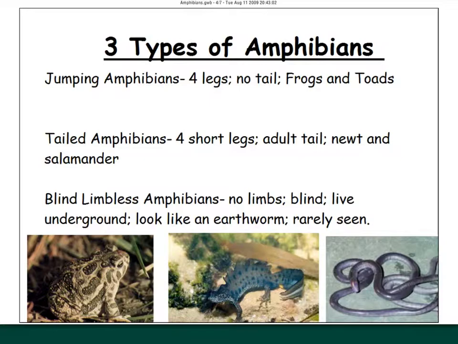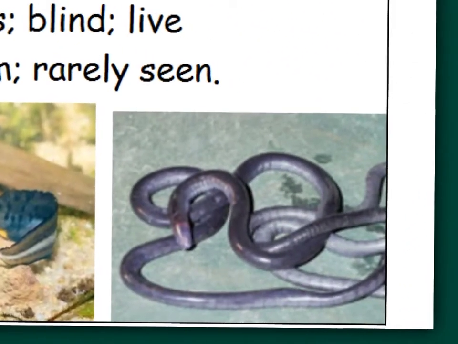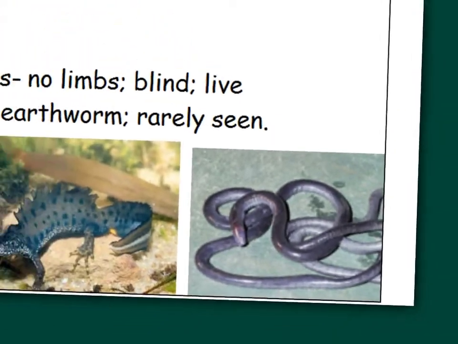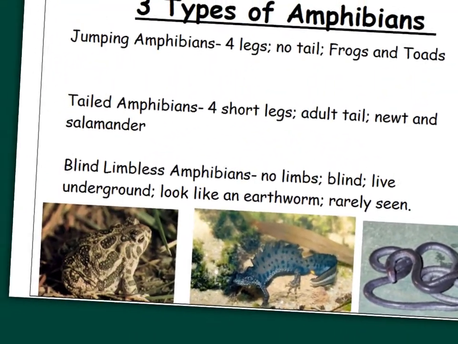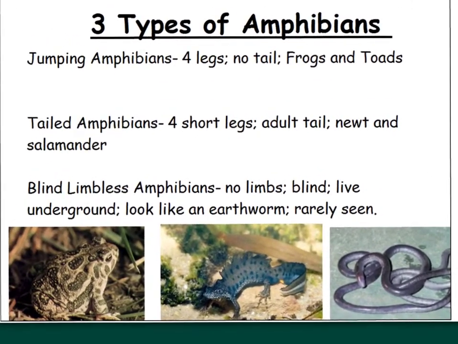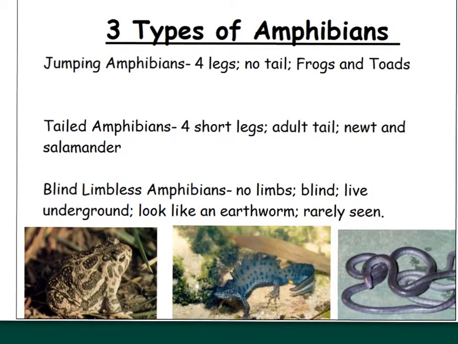So even though this thing right here looks like a worm or a snake, it's not. It is an amphibian. It's got that smooth skin. It just can't see and lives underground. You rarely see it, so you probably wouldn't know if you did see it. You'd think it was a worm, but you might want to double check. That's why it's important to know these characteristics. So when you see this question again, because you will, remember the three types of amphibians are jumping, tailed, and blind limbless.